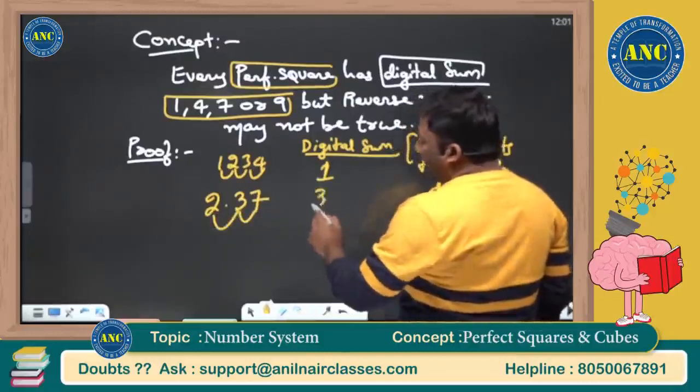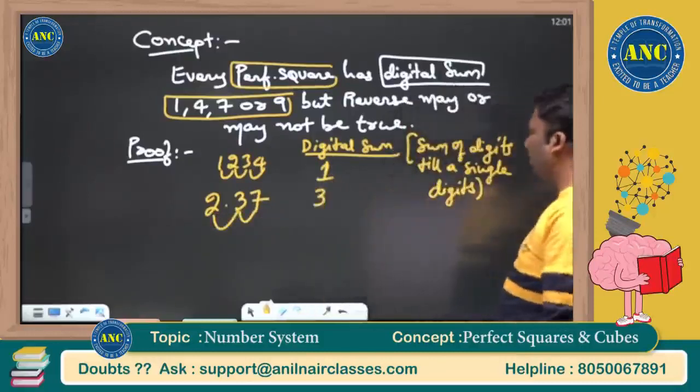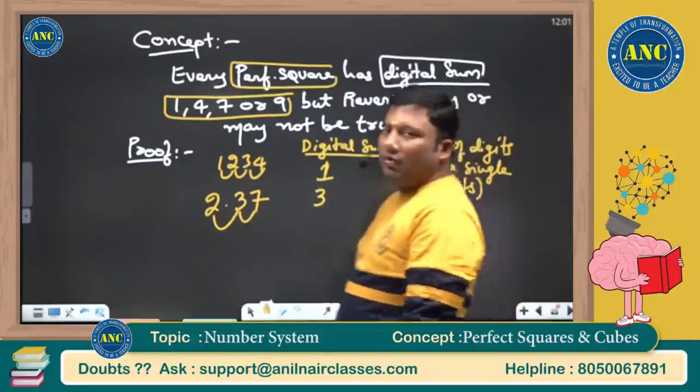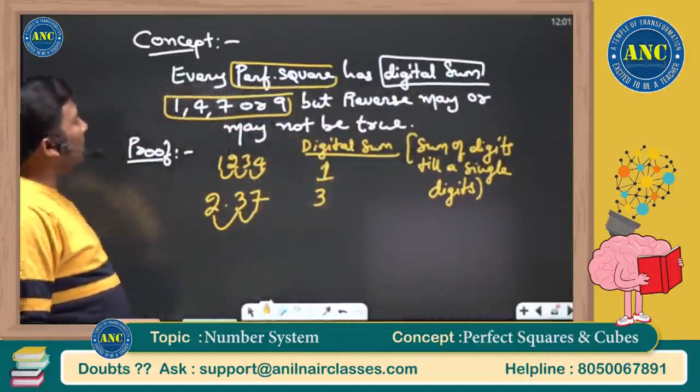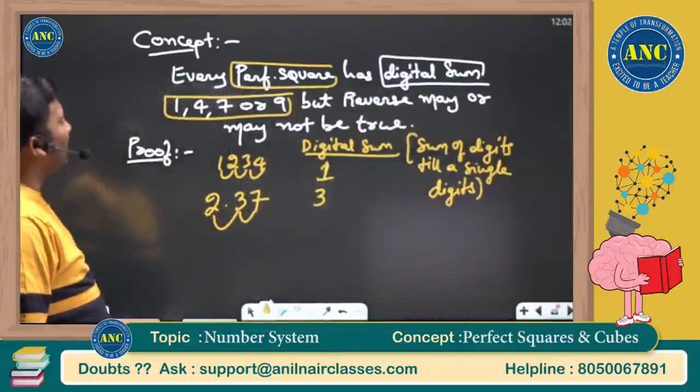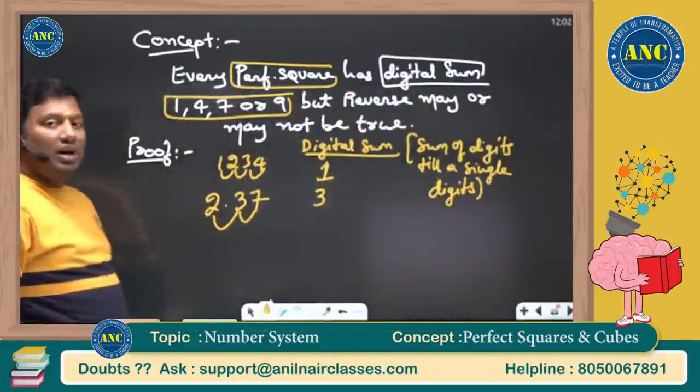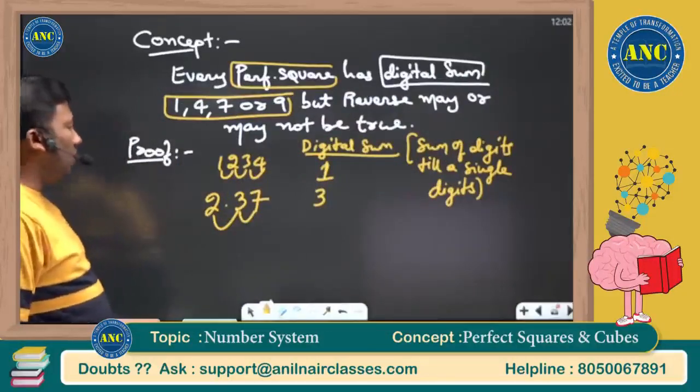12 is nothing but 3. Every perfect square has a digital sum of 1, 4, 7 or 9. But the reverse may or may not be true.